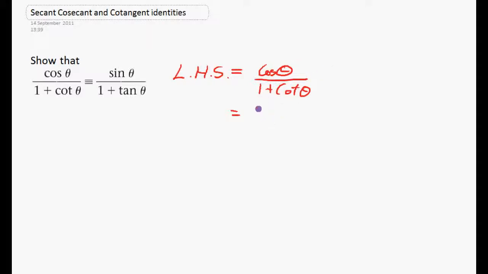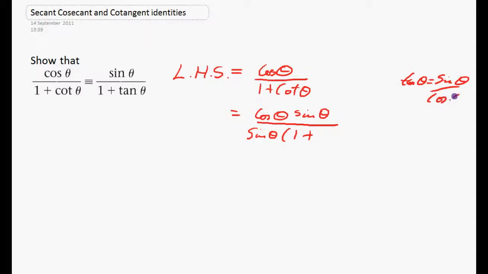So cos theta times sine theta is cos theta sine theta. I don't know if this is going to work. It's just a gamble, because I want a sine theta on the top, so let's put one on the top. Times that by sine to keep everything the same. So I've got sine theta times 1 plus cot theta. Well, we know that cot theta is 1 over tan theta. We know that tan theta equals sine theta over cos theta. So 1 over tan theta, we're just going to reciprocate this, so we get cos over sine.